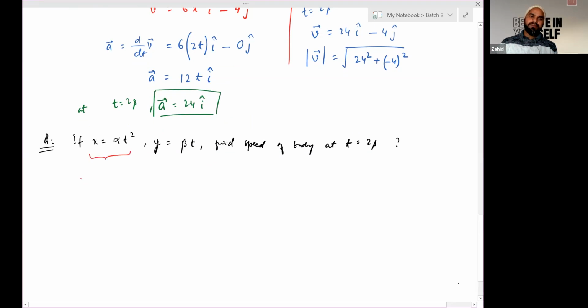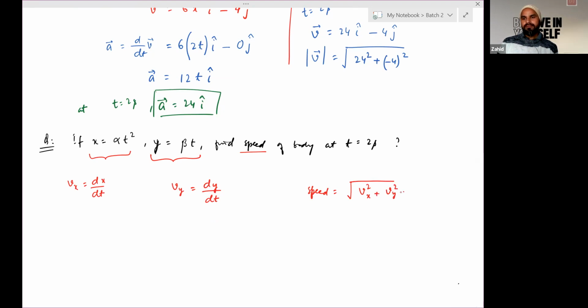First, differentiate this part. You'll get velocity along the x-axis as dx over dt. Similarly, differentiate this part. You'll get velocity along the y-axis as dy over dt. Now, if you have to find speed, which is nothing but the magnitude of velocity, it will be root of vx squared plus vy squared. We have to take the combined magnitude.